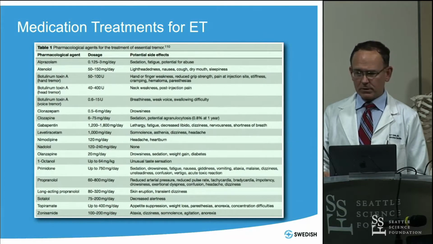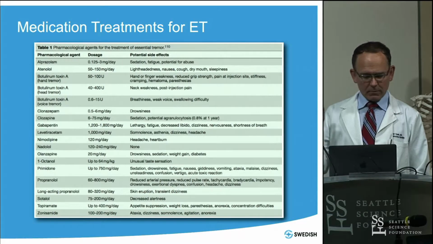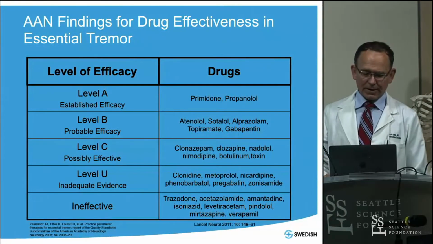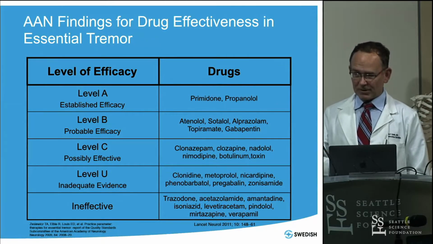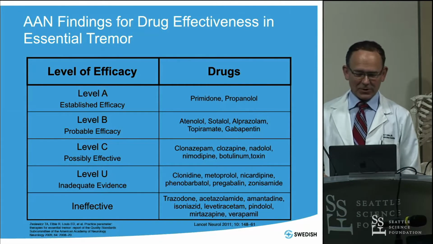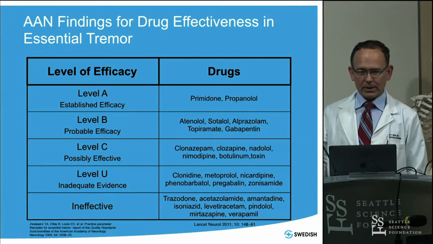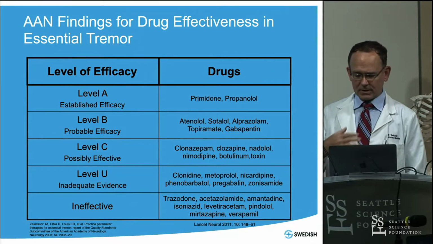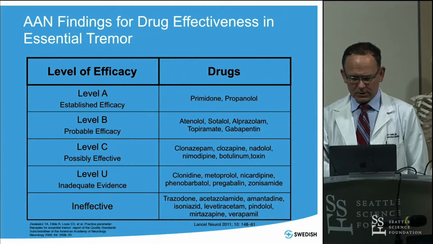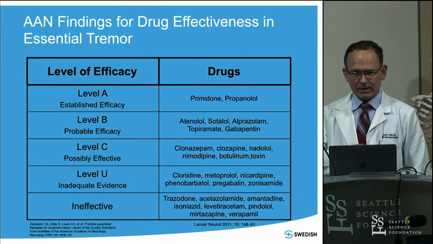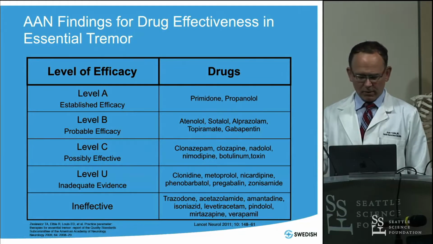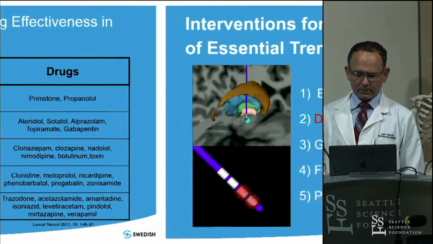These are all the medications that are used, up to 20 different meds. But as Zach was talking about, there really are only two medications that have level A efficacy besides alcohol, although I don't think many people would treat with that, but primidone and propranolol. So anybody who has essential tremor really has to be tried on both of these medications before moving on to anything else. And in my opinion, anything other than those two is probably going to be ineffective. They often will try all the anti-epileptics and all kinds of other meds that really are just not effective at all.